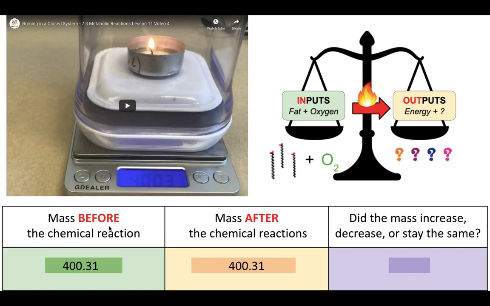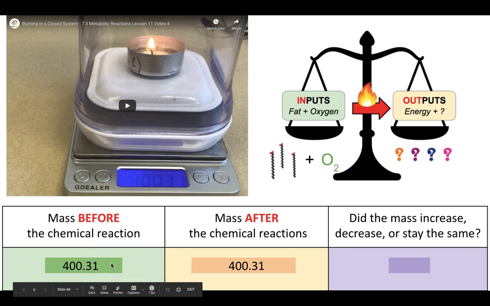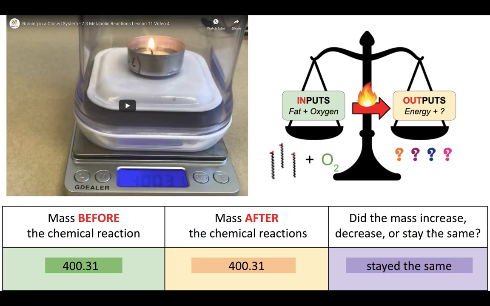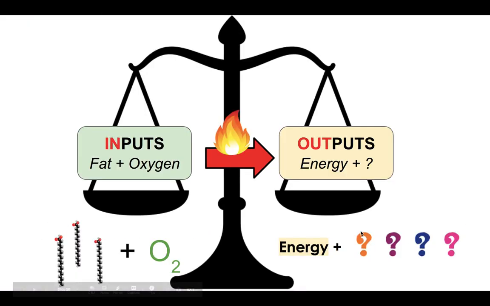So the mass before was 400.31, and the mass after was also 400.31. Did the mass increase, decrease, or stay the same? It stayed the same. So now we know that we are doing it right. The mass of the inputs is the same as the mass of the outputs.